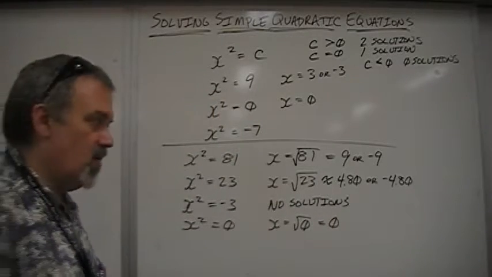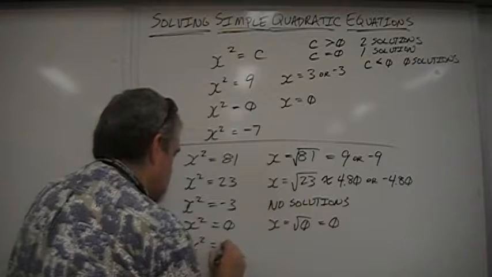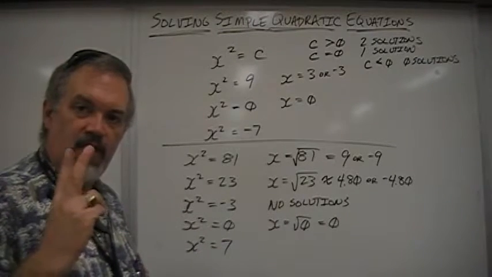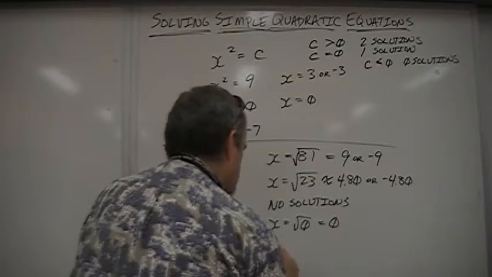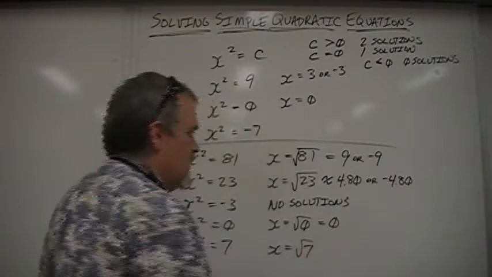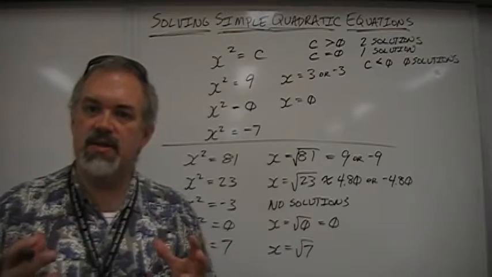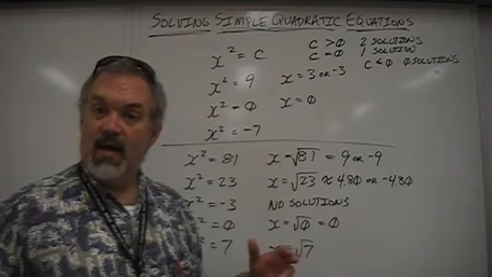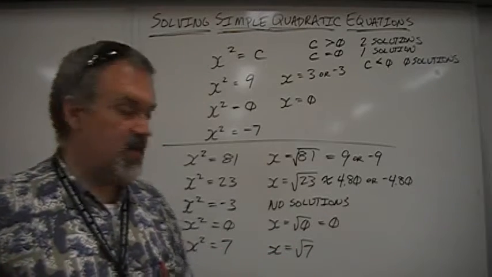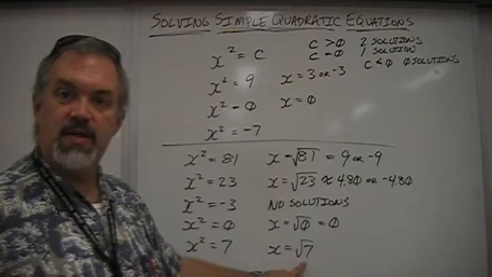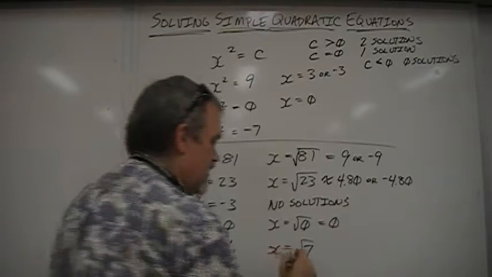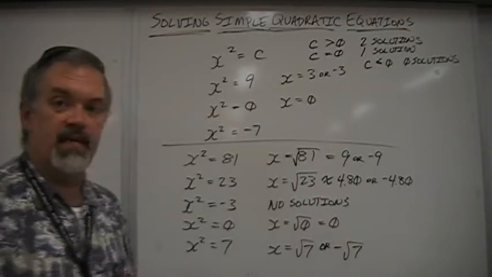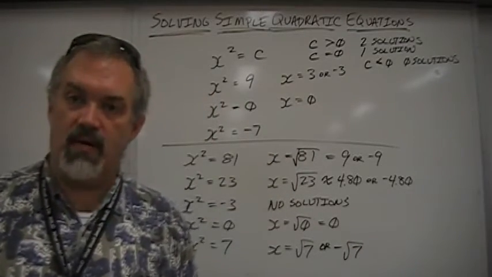And finally, one more example. X squared equals 7. Now, we're greater than 0, so we're going to have two solutions. We would say x is equal to the square root of 7. Now, like 23, there's not an even solution for that. So our best option is just to leave it as the square root of 7. We can put it in our calculator and get an estimation. But generally speaking, if we want an exact value, the square root of 7 will be just fine. Square root of 7 or the negative of the square root of 7. And that is solving simple quadratic equations.